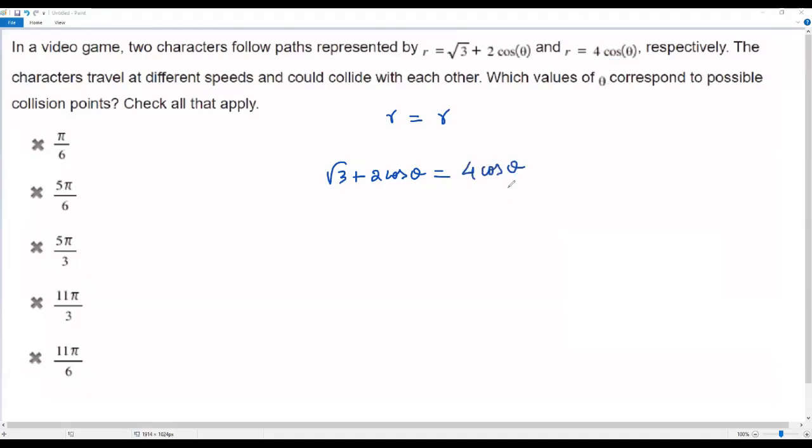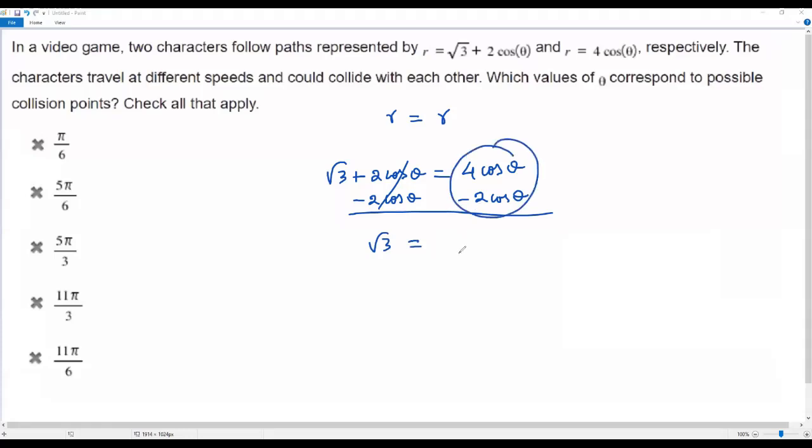Okay, now we have to solve for theta because we are solving the two equations which represent the paths of the two characters. To solve for theta, first I have to solve for cosine theta. Here cosine theta appears on both sides of the equation. So let me get rid of this positive 2 cosine theta on the left side. For that, I subtract 2 cosine theta from both sides. The positive 2 cosine theta and negative 2 cosine theta cancel out. I just have the square root of 3 on the left side.